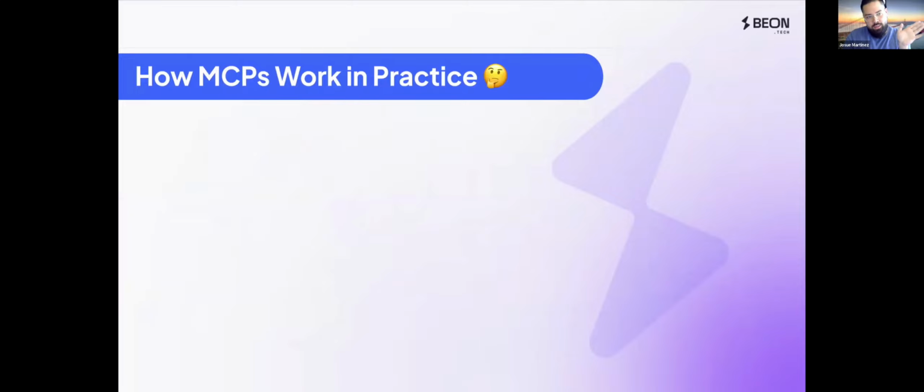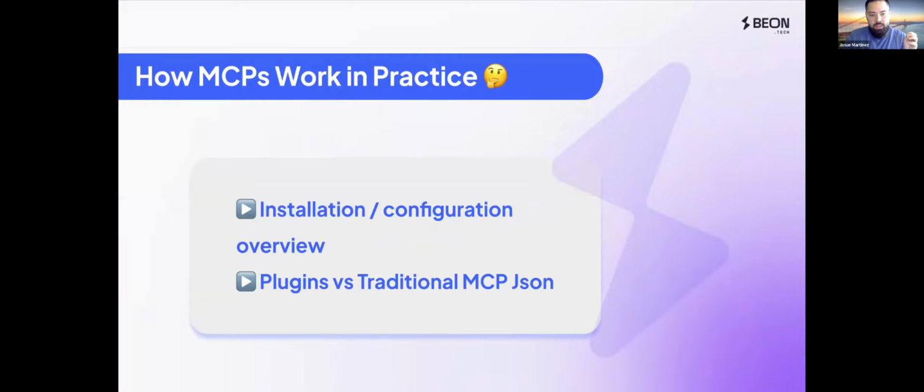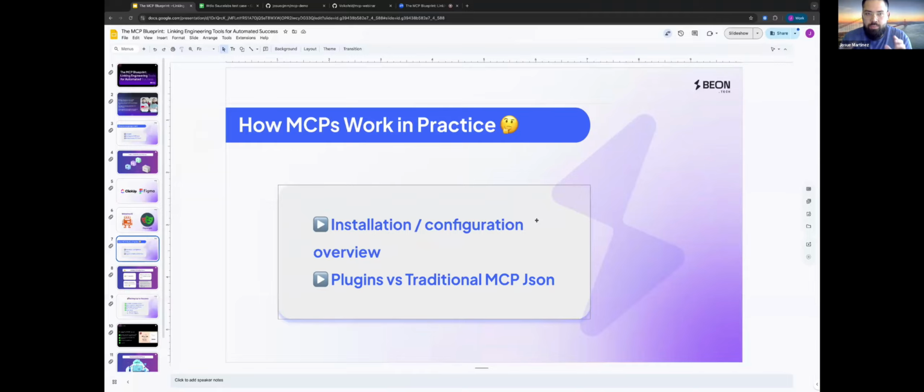Okay, we're gonna start now with how MCPs work in practice. So one example is that, just like I said, the MCPs are actually a way for an AI agent to connect to a tool and actually use it.